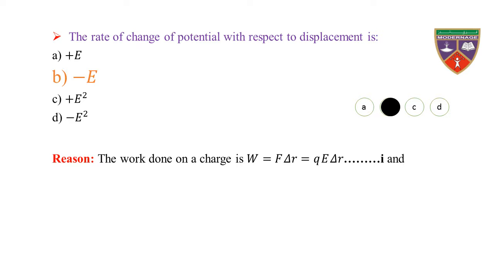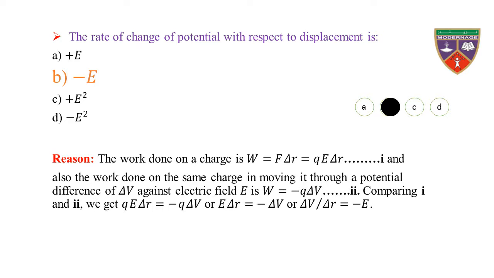Reason. The work done on charge is W is equal to force into displacement, which is F delta R. In this case, the force is equal to Q into E. Therefore, the work done is equal to Q E delta R, which is our first equation, and also the work done on the same charge in moving it through a potential difference of delta V against electric field E is W is equal to minus Q delta V, which is our second equation.